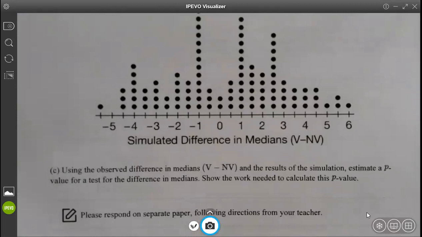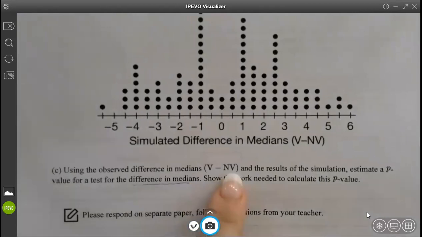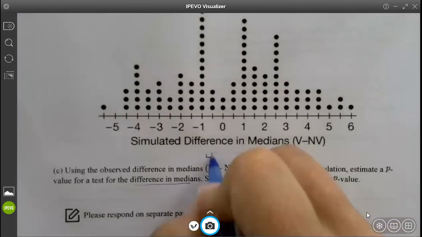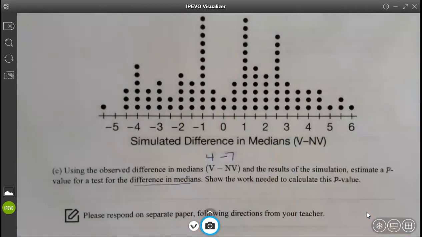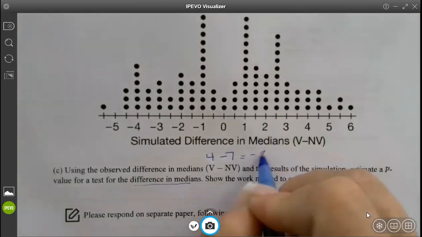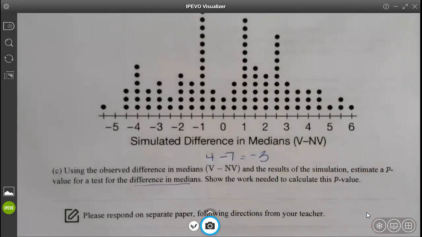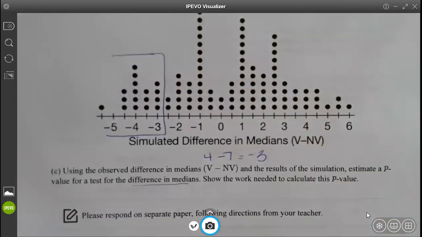So what do you got to do? What are you looking for? The difference in what? So what was your medians? We got to do V minus NV. I already wrote it down one time. Your visualized training was 4. Your NV was 7. And that's from the box plots on the previous page, which gives you what? -3. So the value is coming from there, and less than, -3 and less than.